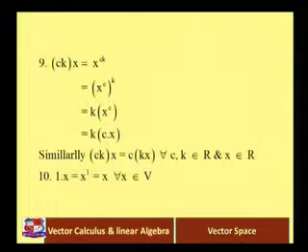(c into k) into x is equal to c into (k into x), that we can prove very easily, right. And this is also true for all c and k belongs to R, and for all x belongs to vector space V, okay. So that is a correction, x does not belong to R, but x belongs to V. The next condition, 1 into x is equal to x raised to 1, okay, and that is equal to x. That is also true for all x belongs to V.